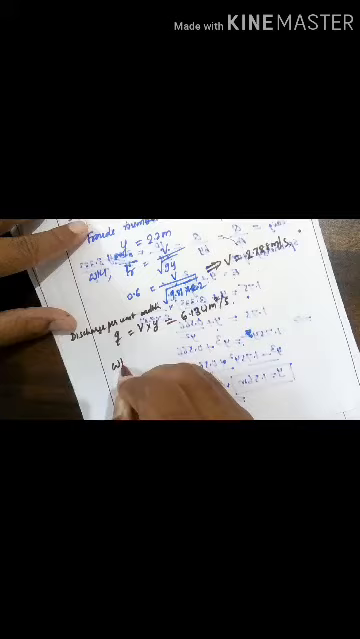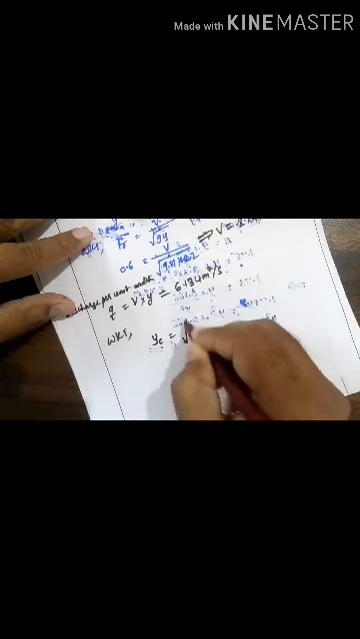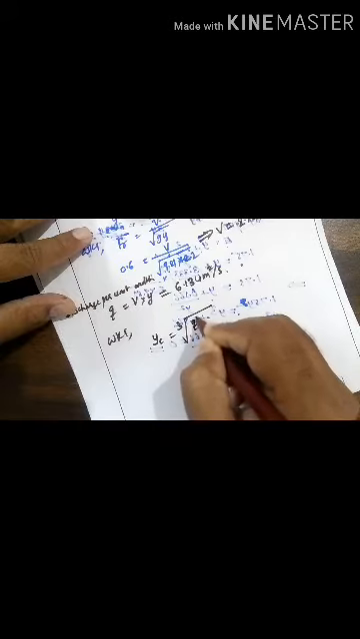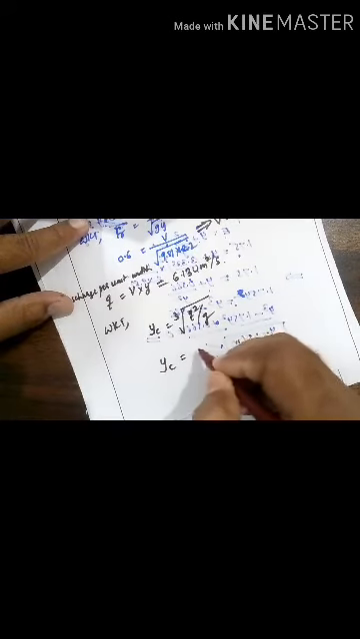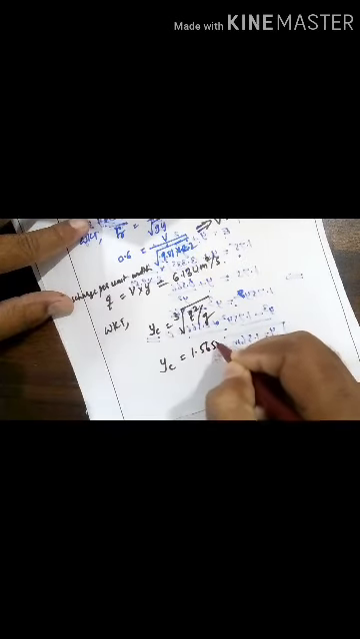Then we know the critical depth formula, Yc equal to cube root of q square by g. Substitute the values in this equation, we get Yc as 1.565 meter.